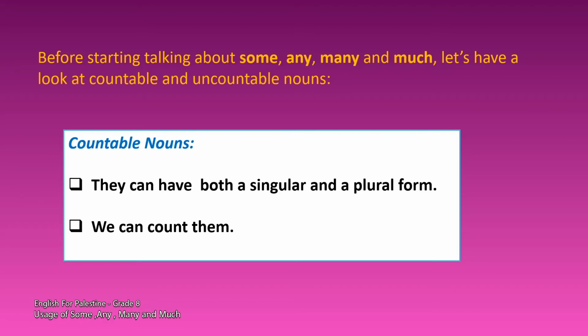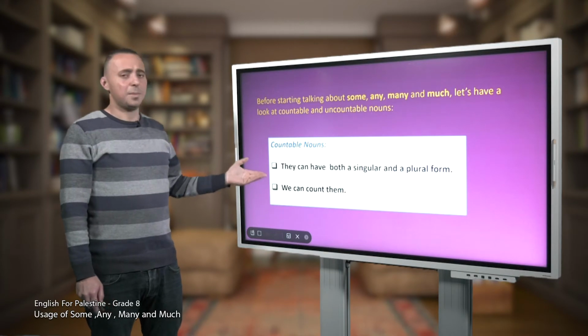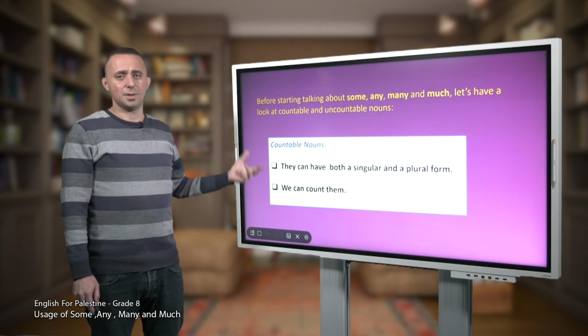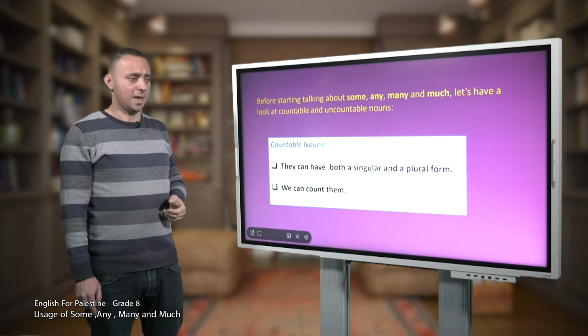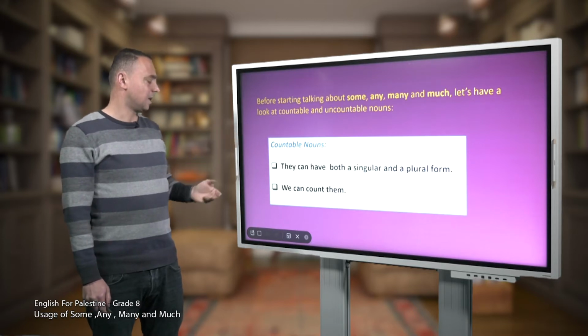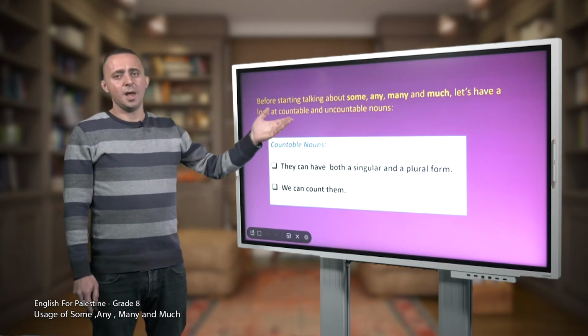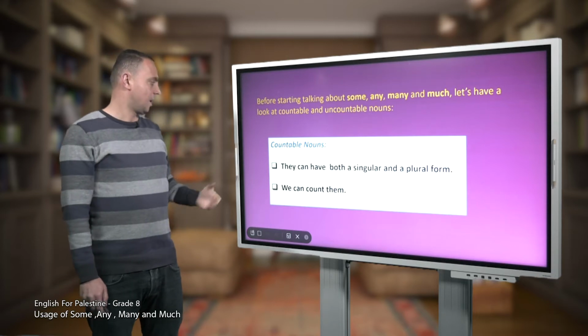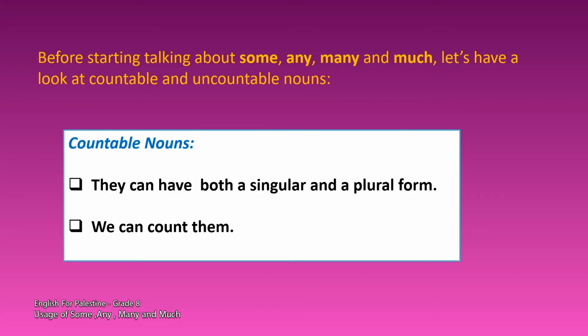Countable nouns. What about countable nouns? They can have both a singular and a plural form. They also can be counted. We can count the countable nouns. Again, the countable nouns can have both a singular and a plural form, and they can be counted.